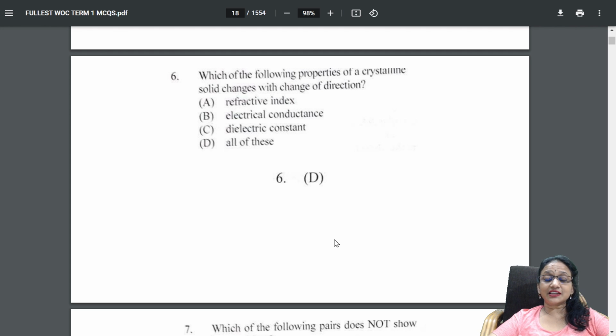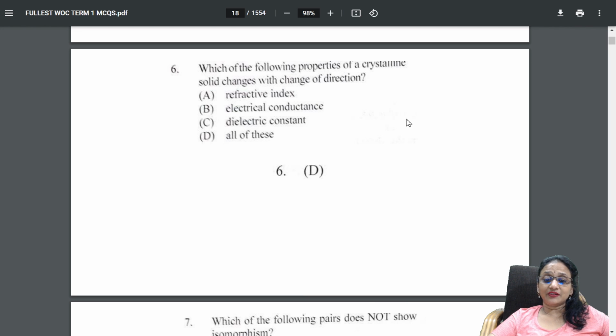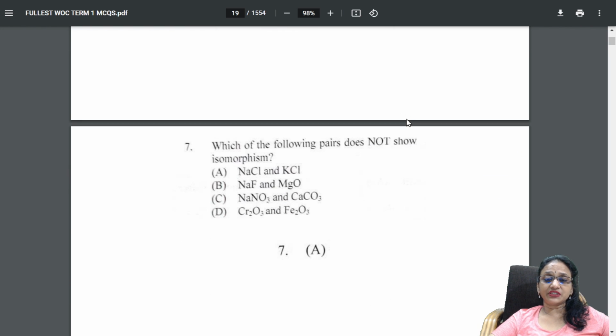So basically, crystalline solids are going to show isotropy or anisotropy. If you have that clarity, you can answer this question. A change in direction means all the properties are not the same in all directions. That is anisotropy. Slowly we come to the seventh question.